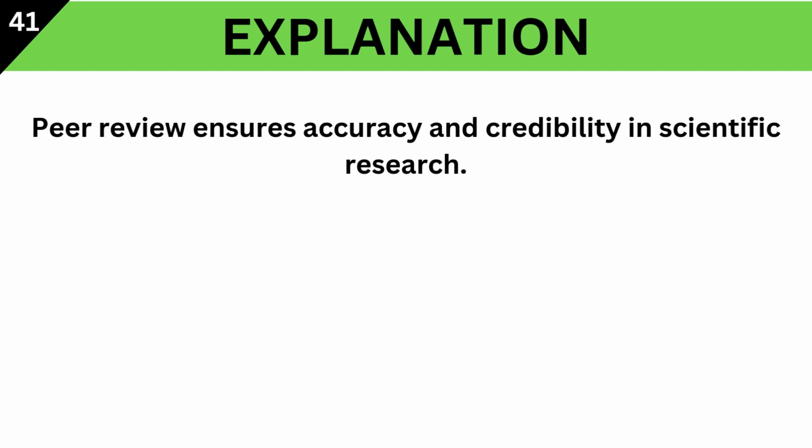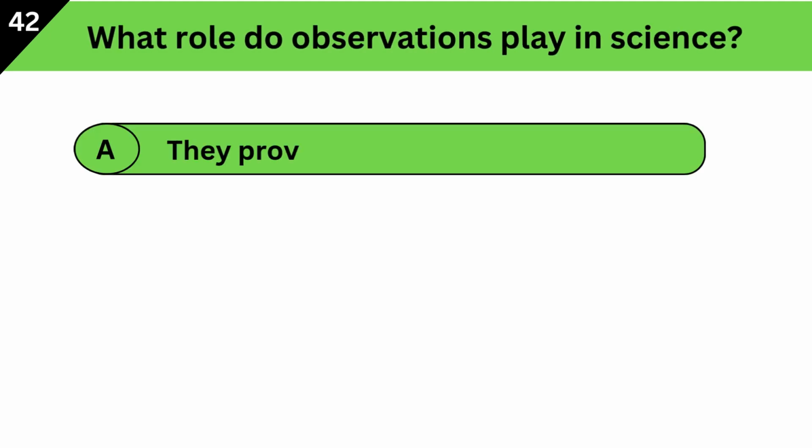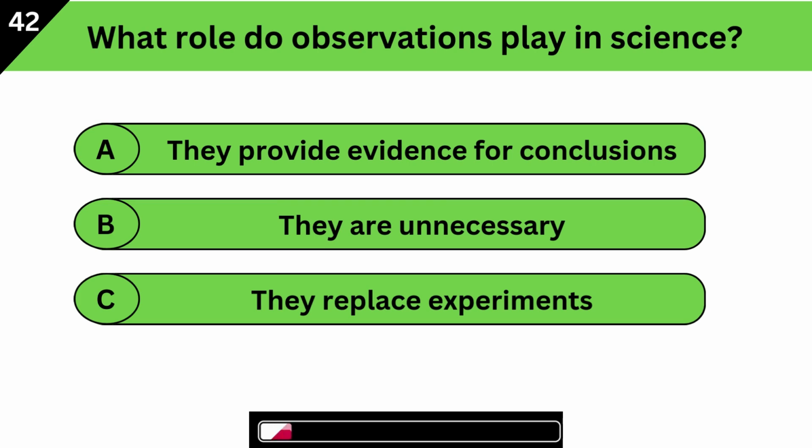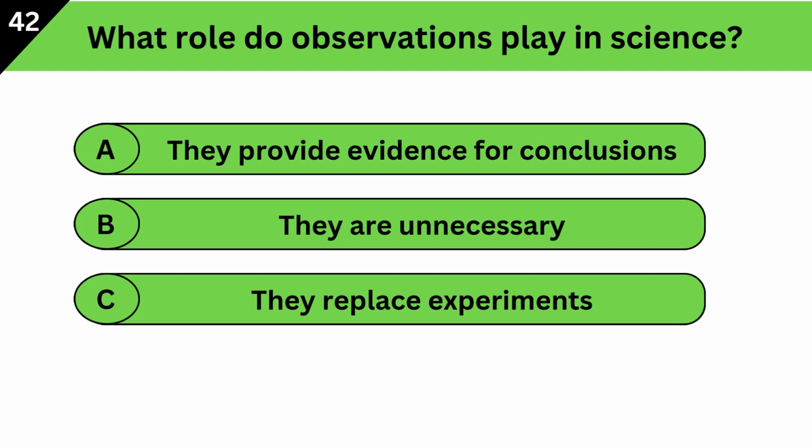Explanation. Peer review ensures accuracy and credibility in scientific research. What role do observations play in science? Option A. They provide evidence for conclusions. Option B. They are unnecessary. Option C. They replace experiments.